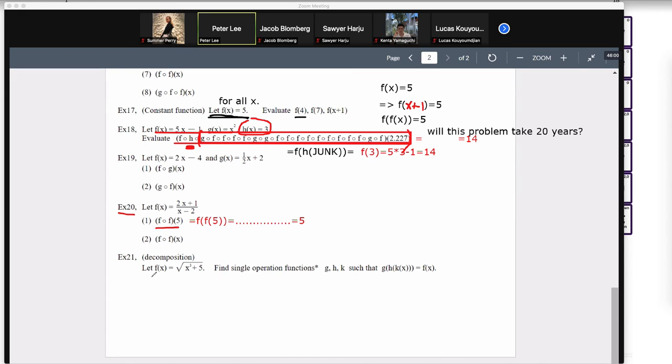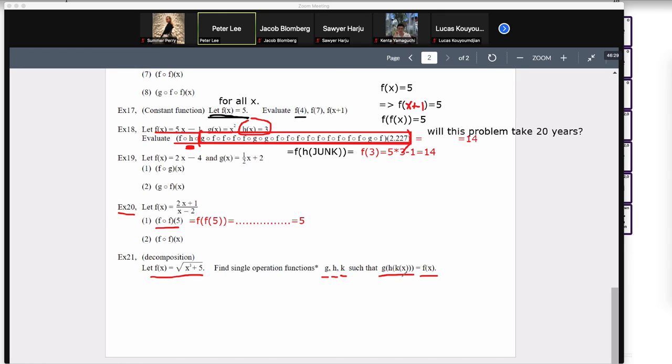Now here I give you a function. What is the question here? The question is to find functions g, h, and k. You have to come up with three functions g, h, and k such that g compound h compound k of x is equal to f of x.